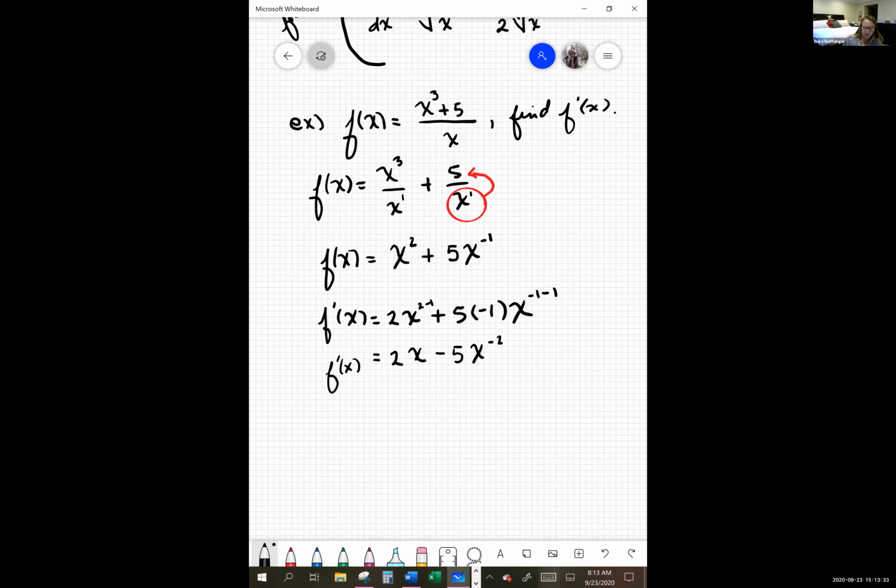And then let's just rewrite it with a positive exponent. So the derivative of f of x is equal to 2x minus, it's just the x to the -2 that's coming down to the denominator. So 5 all over x squared.